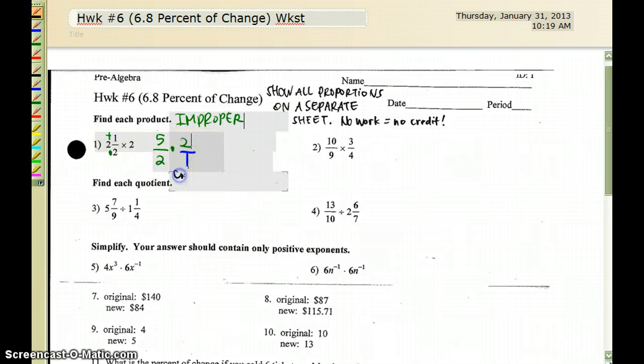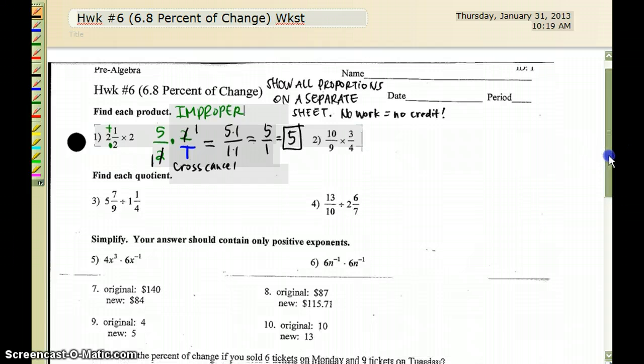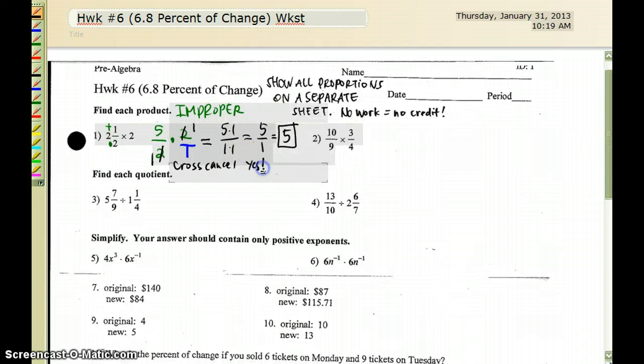And when I multiply, I am allowed to cross cancel. So I can cancel the 2 and the 2, giving me 1 and 1. And with that, I have 5 times 1 and 1 times 1 in my denominator, giving me the answer 5 over 1, which is really just 5. Okay? Yes, cross cancel. Okay, number 3, I'm dividing fractions.